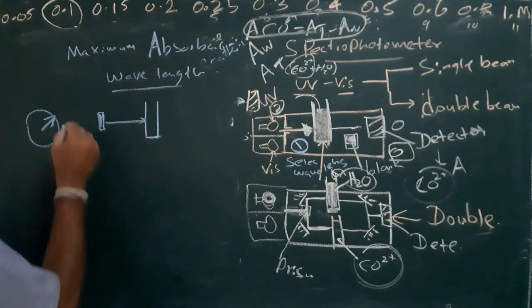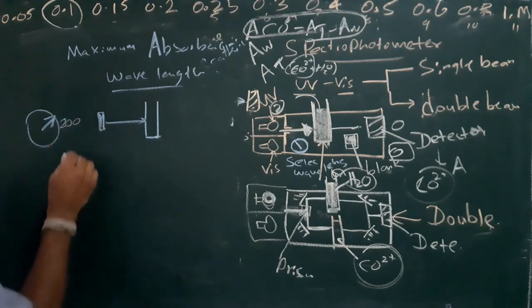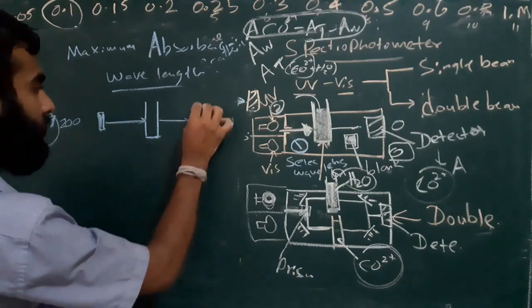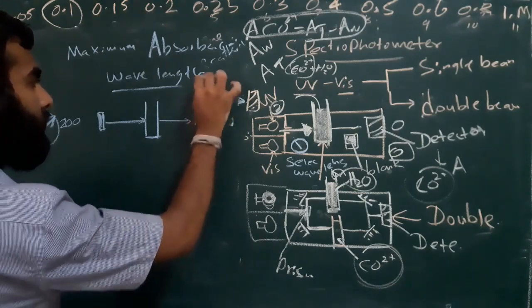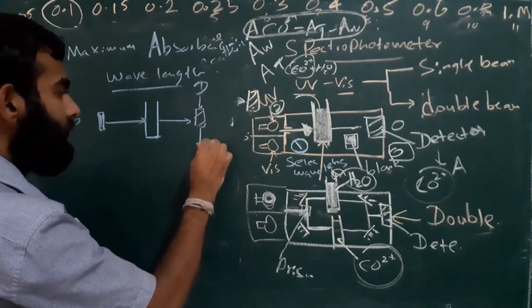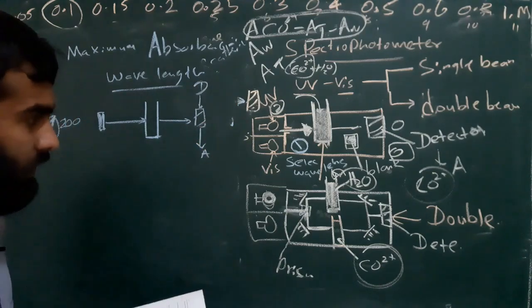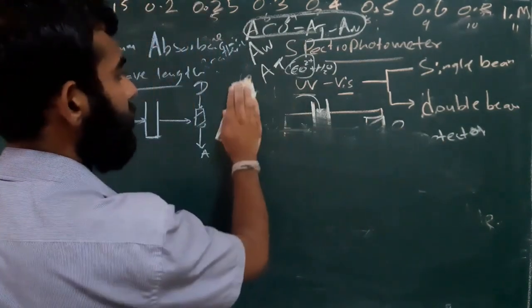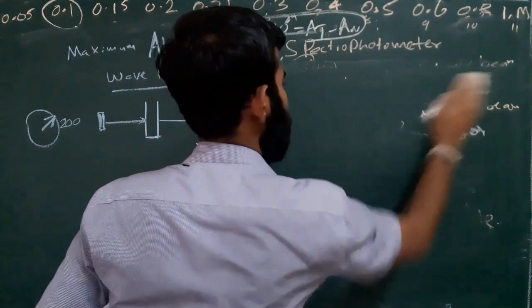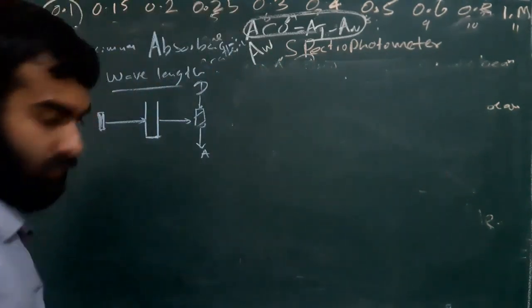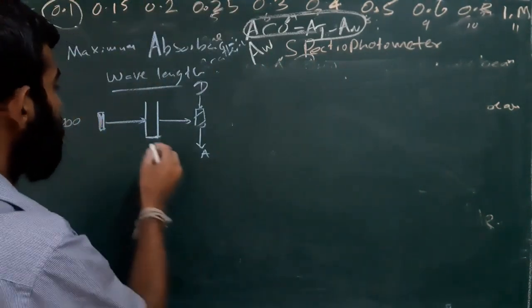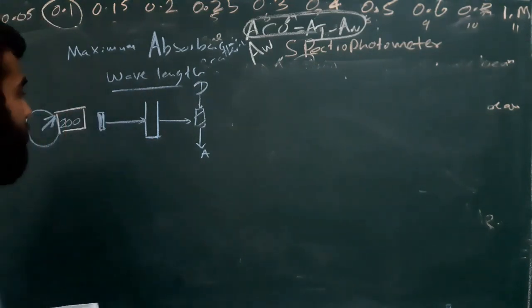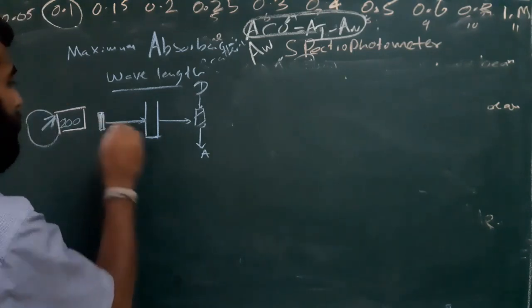Initially, I will adjust the wavelength as 200. Just imagine 200 and I will observe the absorbance value. Here detector. Here I will get the absorbance value. Now I will erase these diagrams, okay? You got the information, everybody. Now I adjust the lowest wavelength 200, UV region, and we will observe the absorbance.